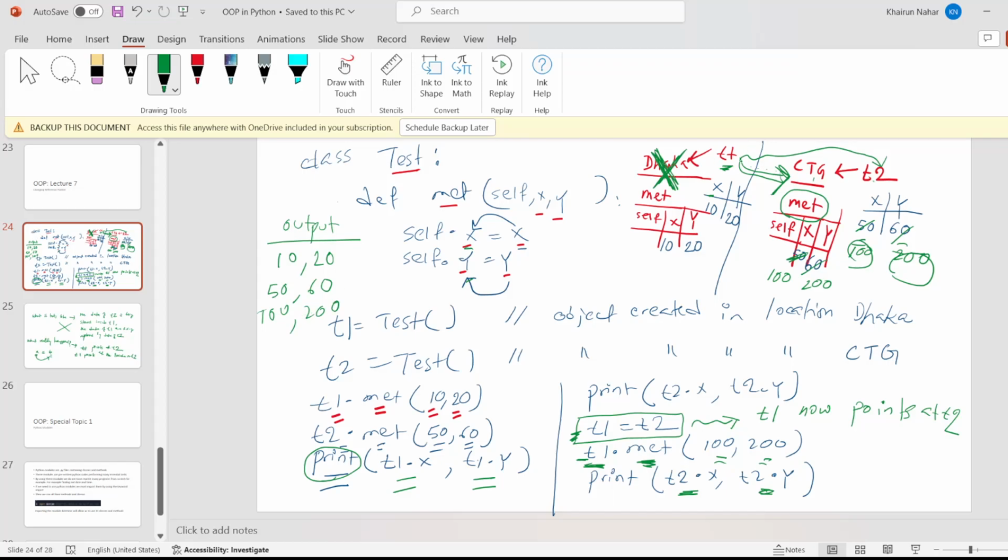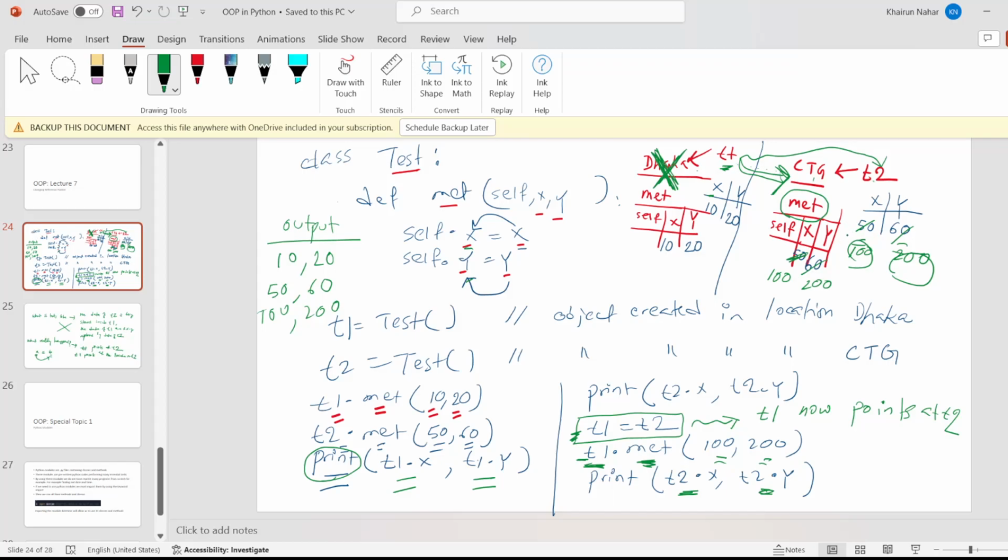Now T1 no longer points at Dhaka. Therefore, whenever we call T1 or whenever we call T2, these two variables are pointing at the same address or same location. So this method and this variable will be accessed.